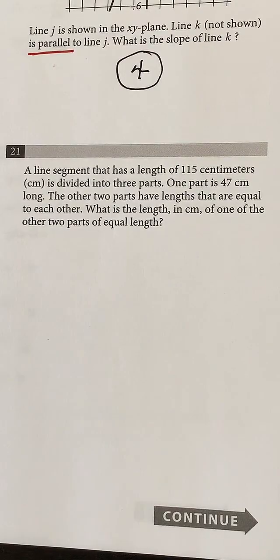Okay, what if it was perpendicular? Well, it's not going to be exactly the same. It will be opposite reciprocal. That means for number 20, if you had a 4 and they said the line is perpendicular, it's going to be an opposite reciprocal. So your answer would be -1/4.